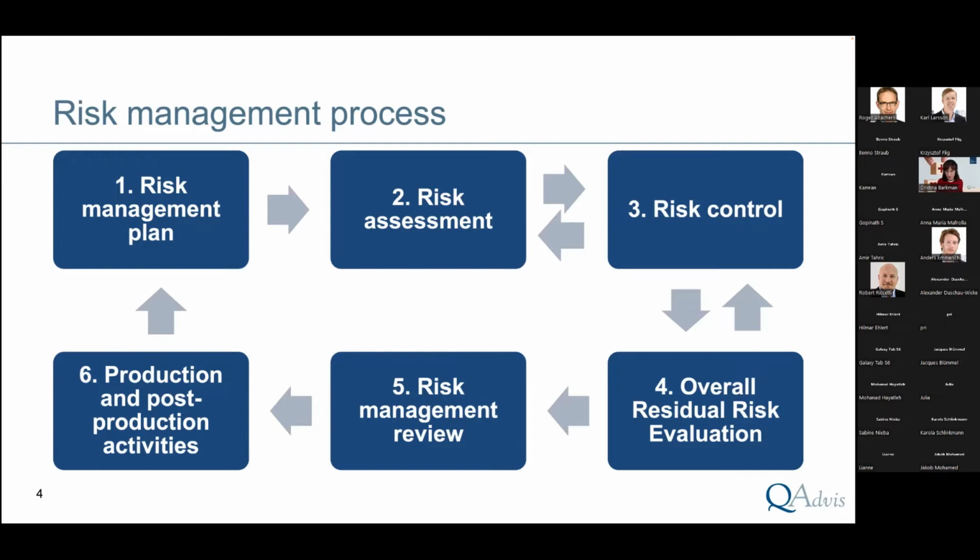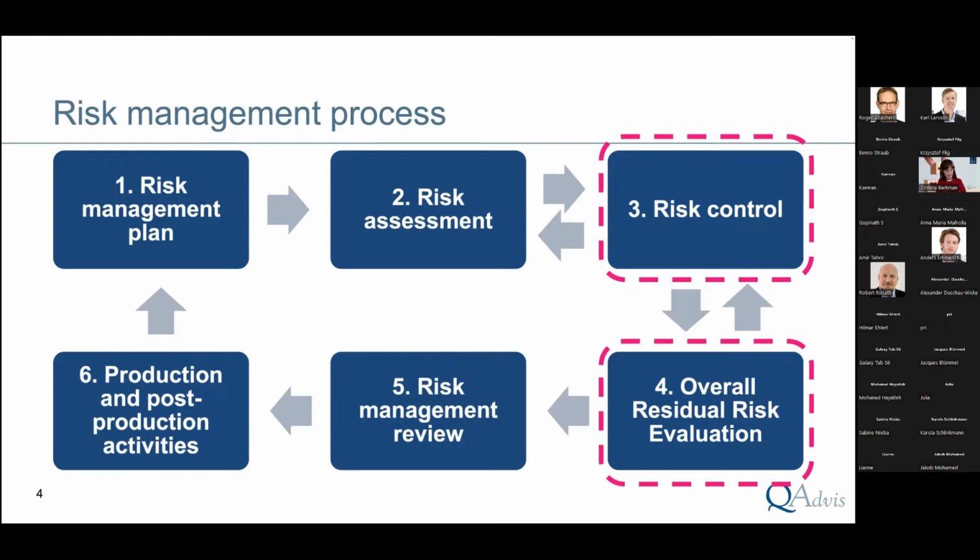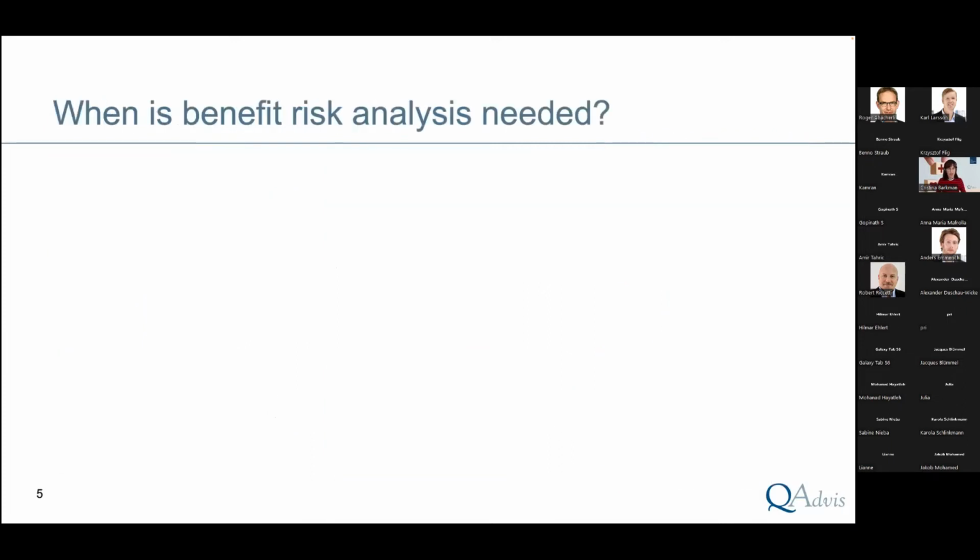So where are we supposed to do benefit risk analysis? Well, the first place is with the risk control stage, and the second one is within the overall residual risk evaluation. It's at these two steps that we are supposed to do that if you're looking at the standard. And let's have a little deeper look at what the standard actually requires.